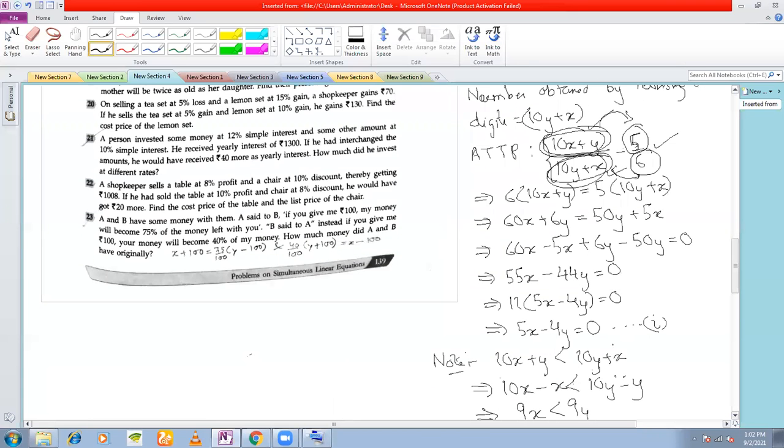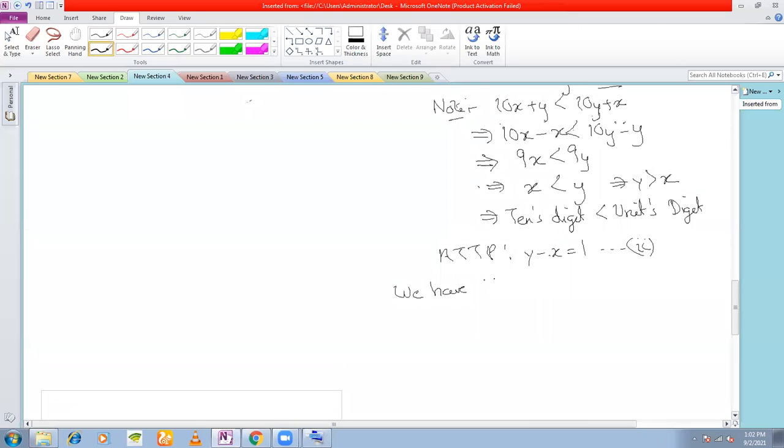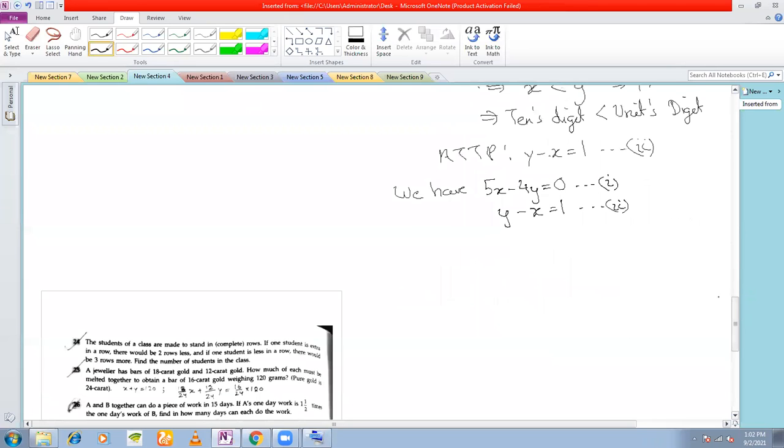Okay, this is number 2. So I've got equation number 1 here and equation number 2. Write them together: 5x minus 4y is equal to 0, but y minus x is equal to 1. So which method should I use? Elimination method I think should be better. Let's use elimination. You can use the substitution method also, no problem.